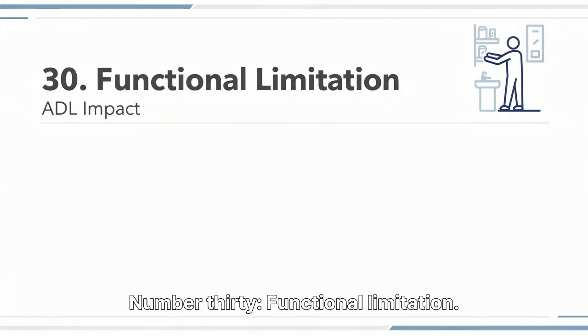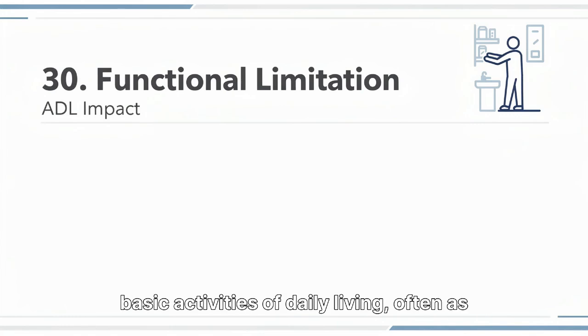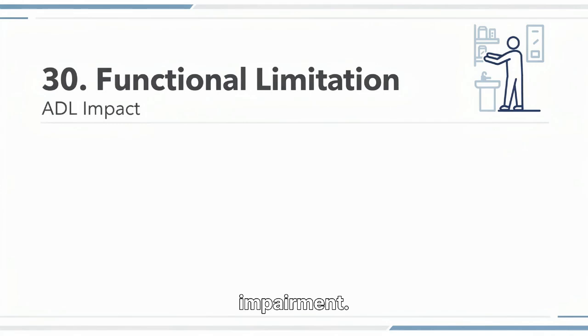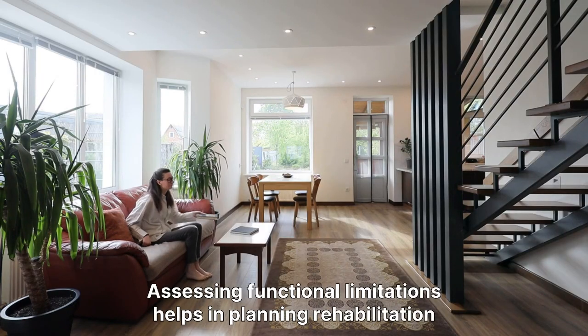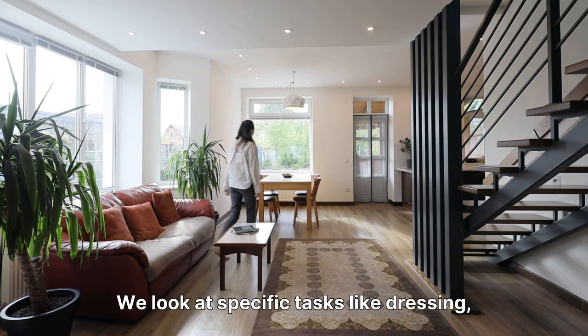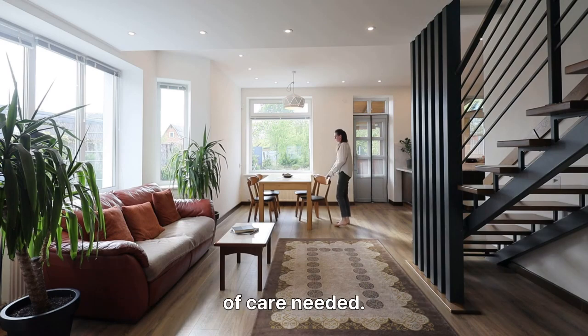Number 30. Functional limitation. This refers to any restriction in performing basic activities of daily living, often as a result of a physical or cognitive impairment. Assessing functional limitations helps in planning rehabilitation and social support. We look at specific tasks like dressing, cooking, and mobility to determine the level of care needed.